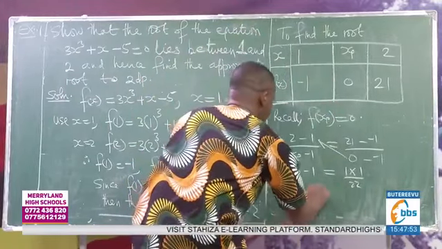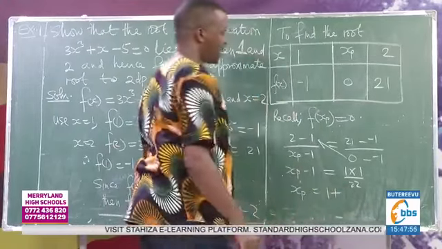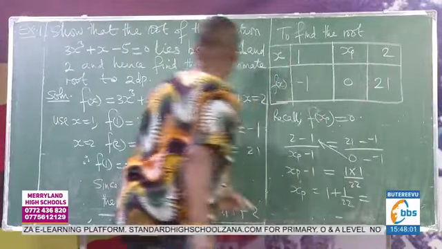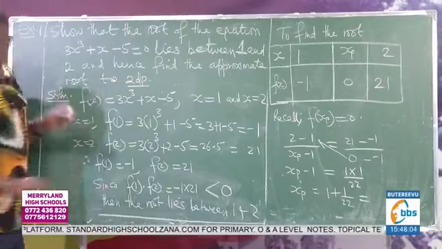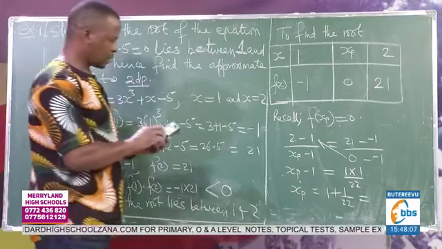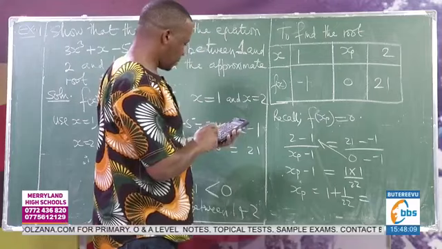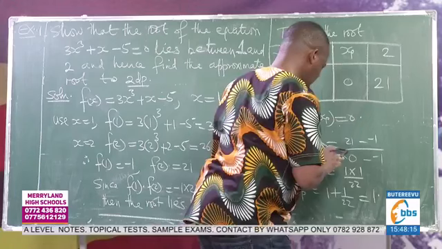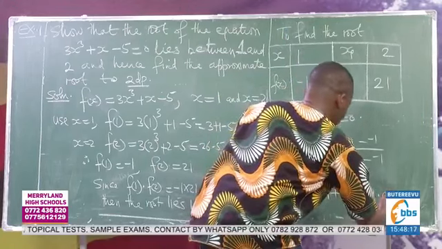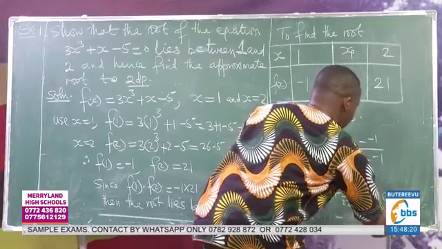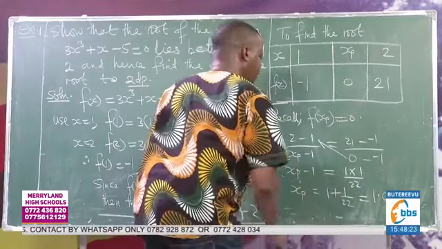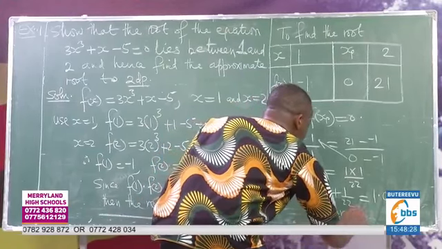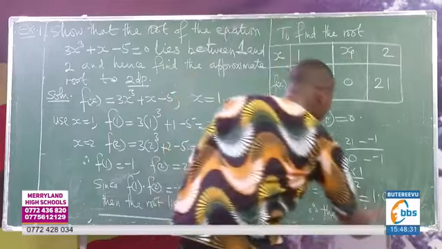And my xp will definitely be 1 plus. It must be between 1 and 2. 1 plus 1 over 22. And because they told us to find the root to 2 dp's, I will use a calculator to find the exact value and simplify it to the decimal places required. 1.04545. To 2 dp's, we shall say that the value of x, the root, is going to be 1.05.